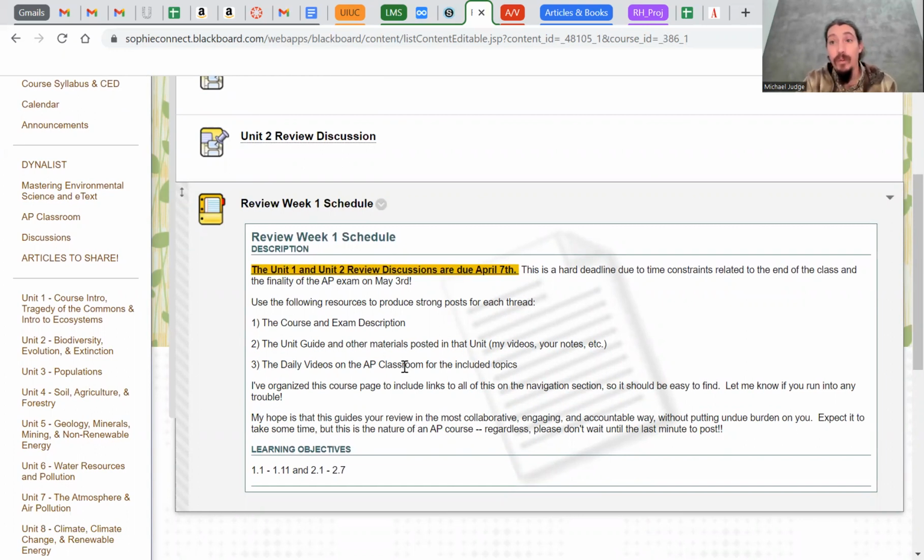Also, of course, my materials, although I assume you've gone through all of those. If you need to look back at them, look back at your class notes, that kind of thing, you can certainly do that.